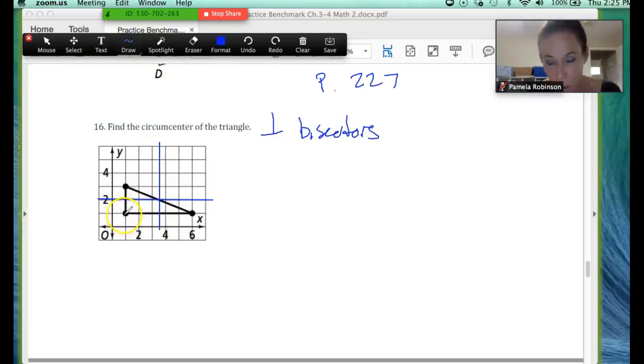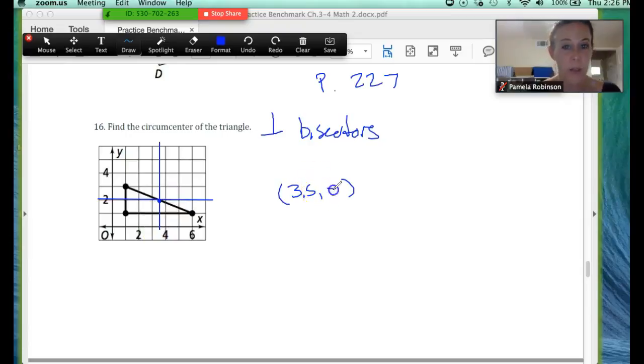Okay, so let's figure out what this point is right there. That is the circumcenter. So let's write that point. That point is over 3.5, and up 2. It's (3.5, 2).